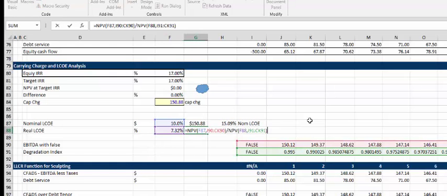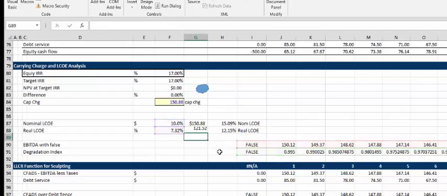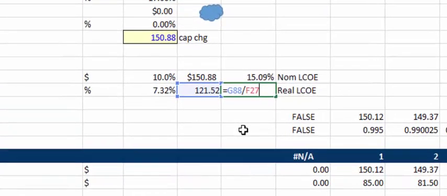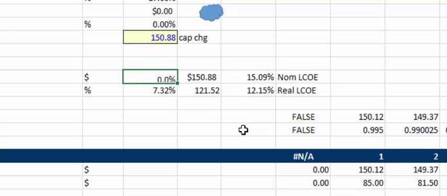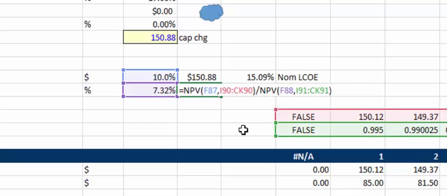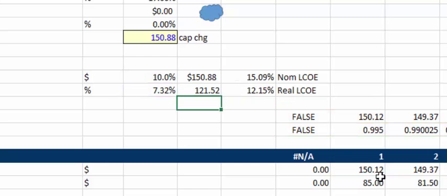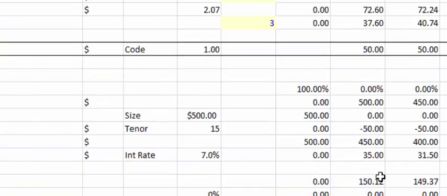If we get the real, we do exactly the same thing, except we just take the carrying charge rate. Instead of using a nominal discount rate, we use 1 plus the nominal discount rate divided by 1 plus the inflation rate, and only apply that different discount rate in the denominator, not in the numerator. You notice the numerator is still the same old, getting the NPV of the nominal amounts at the nominal rate. Okay, and that's the LCOE.